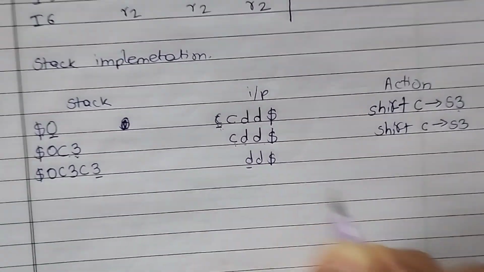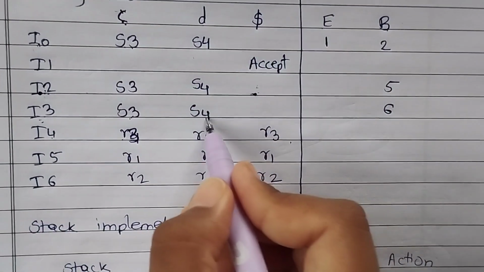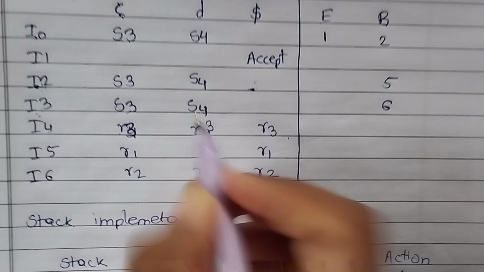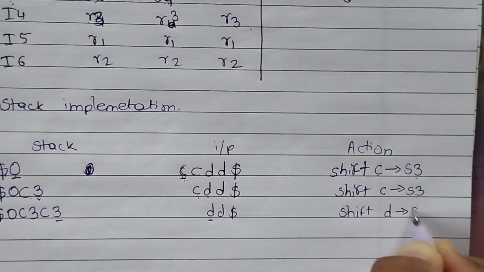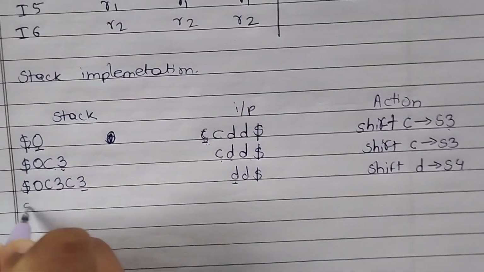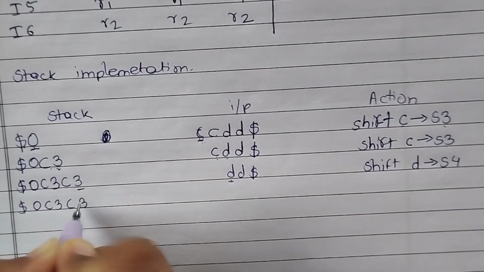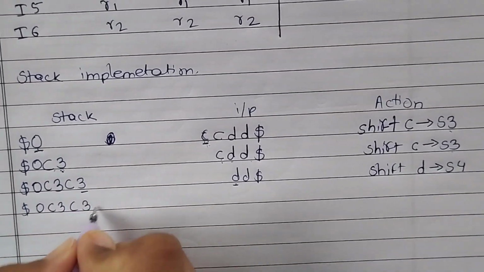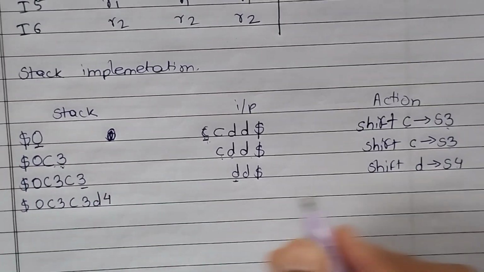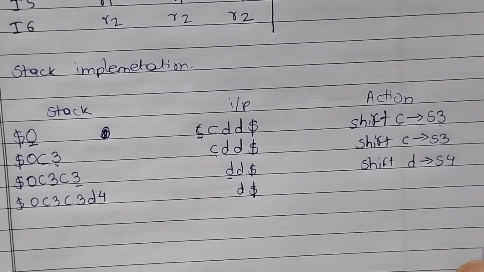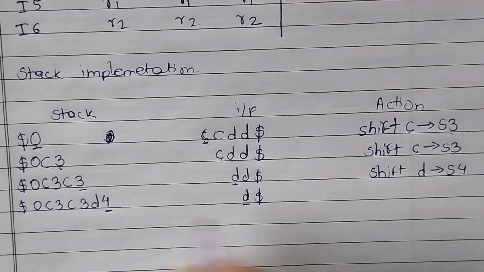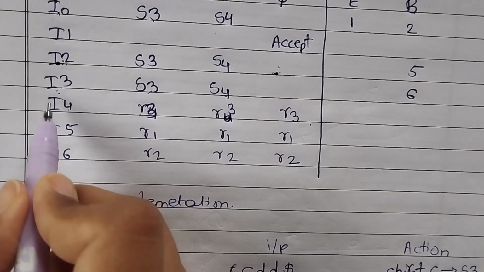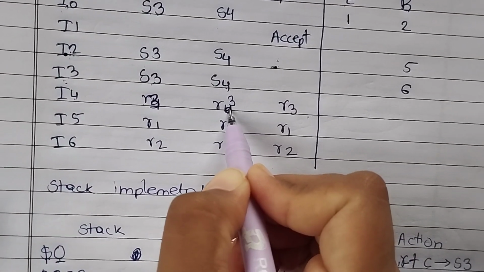Now this 3 and D. 3 means I3 and D. So I3 and D is S4, meaning shift S4. So we shift this D with S4. Now dollar 0 C3 and D with S4, so D and 4. Now the remaining is D and dollar. Next, this 4 means I4 and D. I4 and D is R3, meaning reduce.